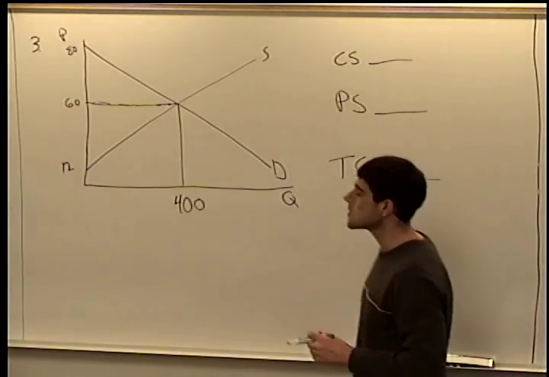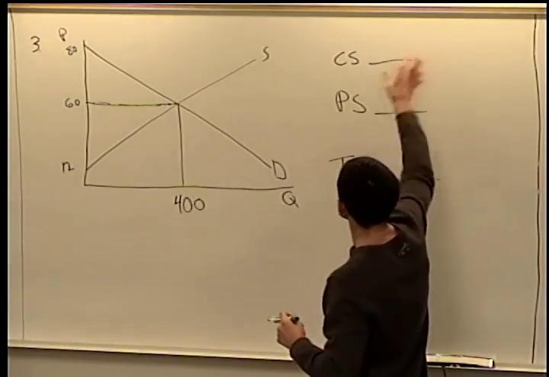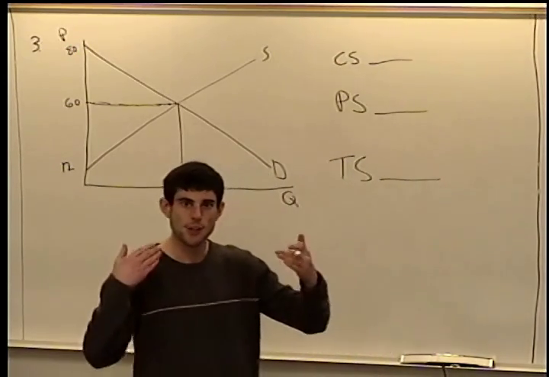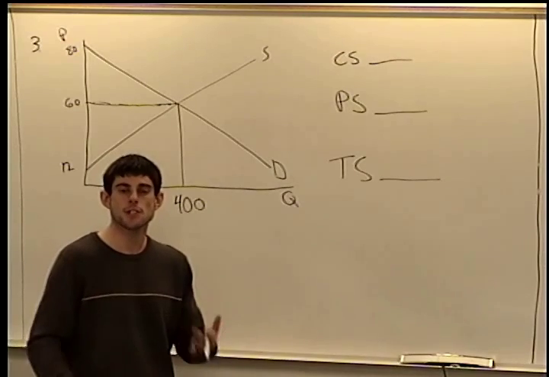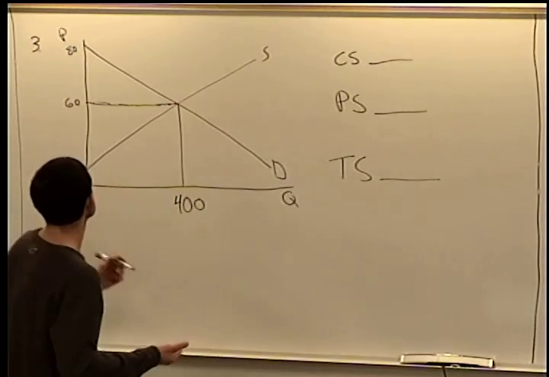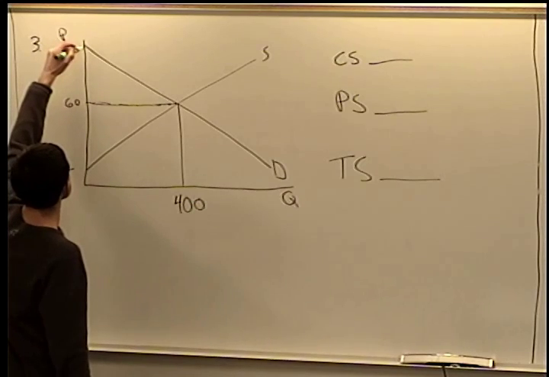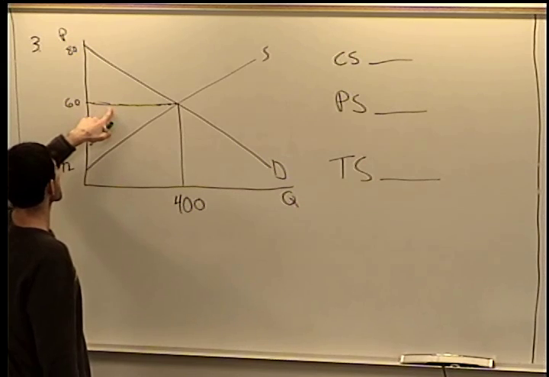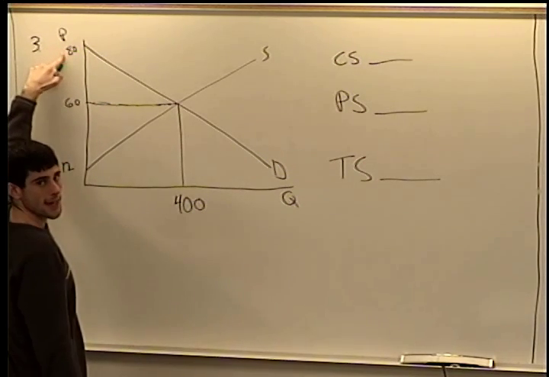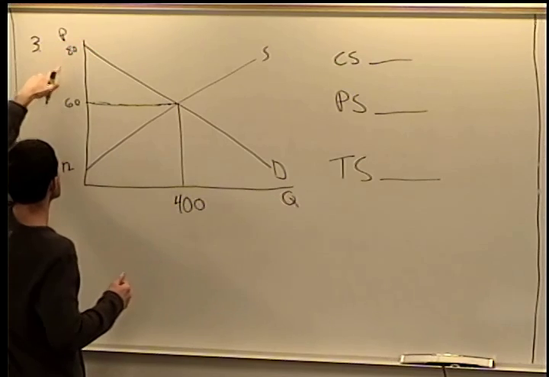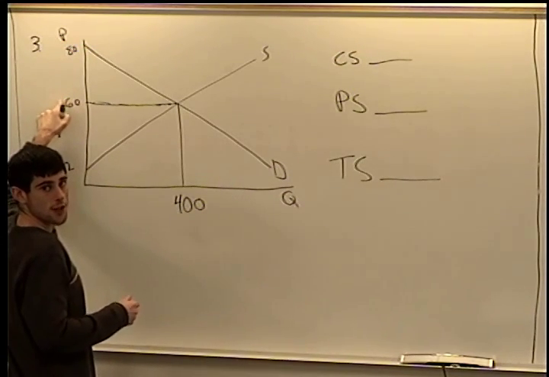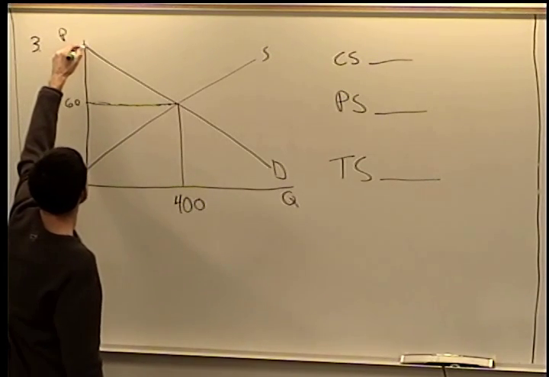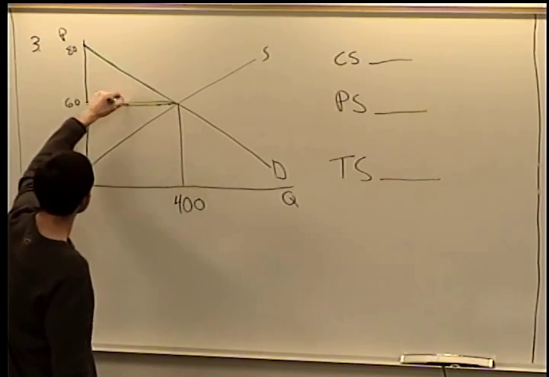Okay, so part 1, find consumer surplus for this market. And we know that consumer surplus is the total benefit that consumers receive from trade. So here, consumer surplus is going to be the area underneath the demand curve, but above price. So one person is willing to pay $80 for whatever this good is, but they only have to pay $60, so that person gets a total net benefit of $20. And if you add that up, that's going to be the area of this triangle right here.